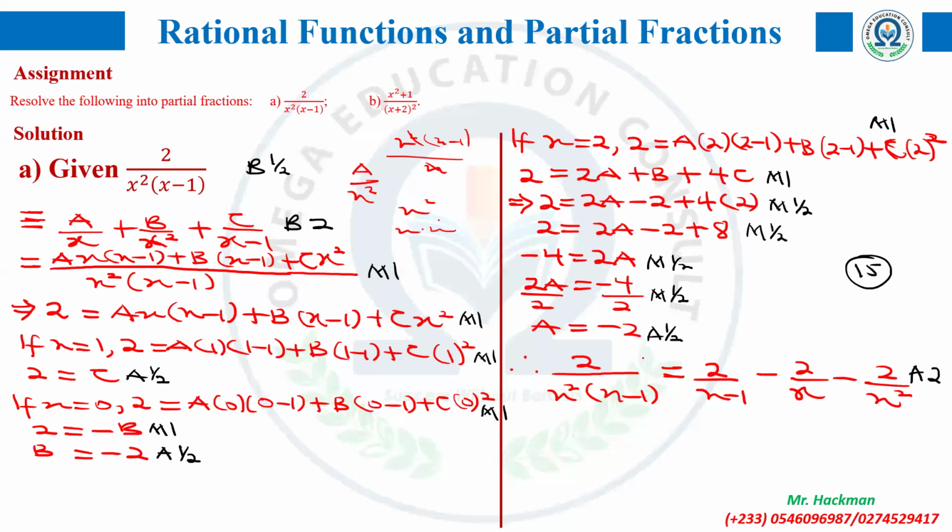So that will give you 2 over x minus 1. Then now you can substitute the values of a and b here. So it will be minus 2 over x minus 2 over x squared. And that will give you A2. In all, 15 marks for this. Okay, for the A, 15 marks.